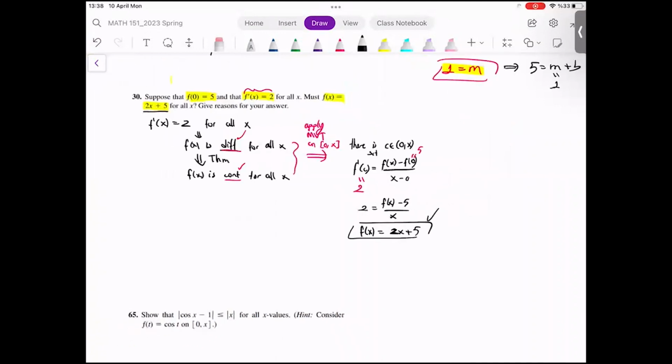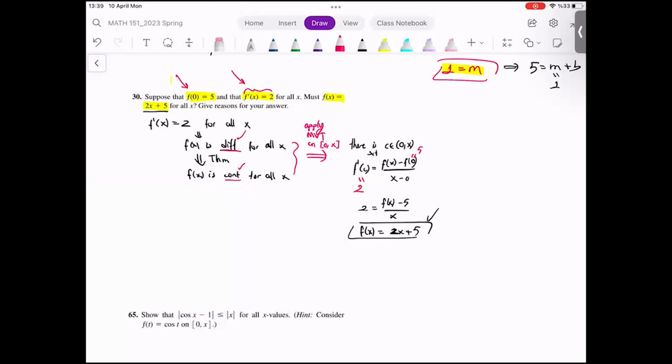Only with this expression can you make sure that f of 0 is 5 and the first derivative is a constant function too. Only with this expression you can. If you insert 0, you obtain 5. If you take the derivative, you obtain 2. Okay? So this is an application of the mean value theorem.